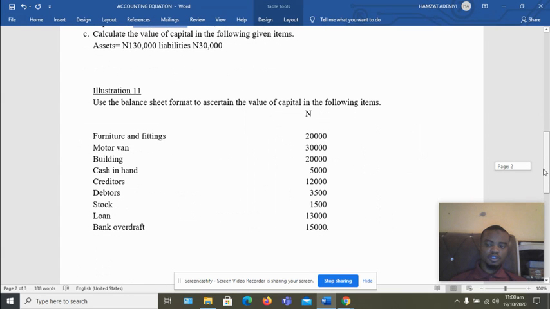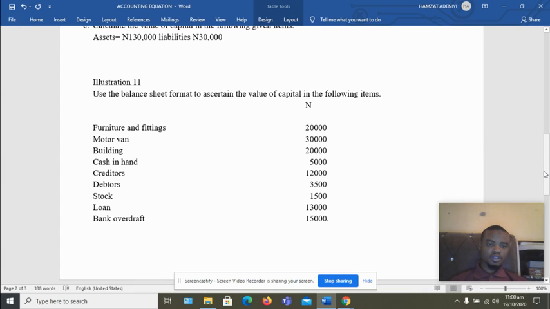So, just as we said in the last class on the accounting equation, we have the formula: assets equals capital plus liabilities. We have different types of assets. We have fixed assets, current assets, and intangible assets. I gave you examples of that.